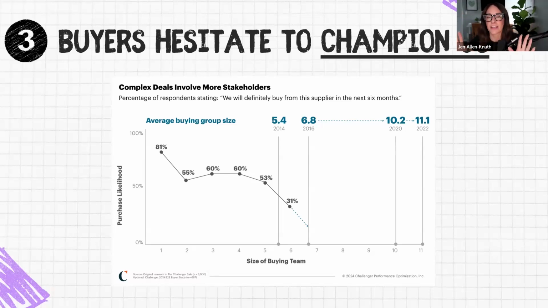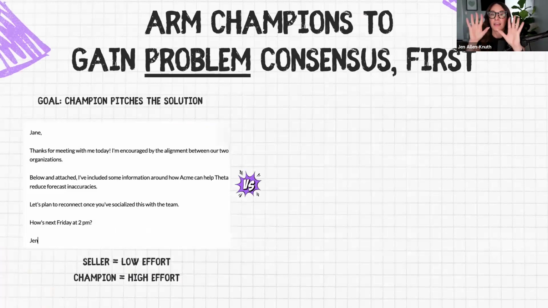The number doesn't matter. It's the dysfunction that presents when you try to get any group of people together to make a decision on anything at all. Going to a place for dinner is hard with 10 people, let alone making an investment. So when we are here, what we tend to do is champion gets excited and we say, yes, let's socialize the solution. Let's show everybody how awesome this is.